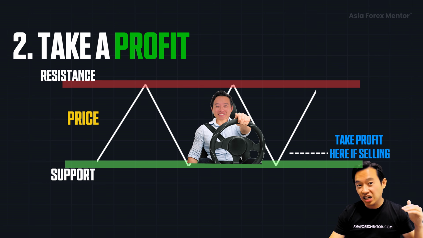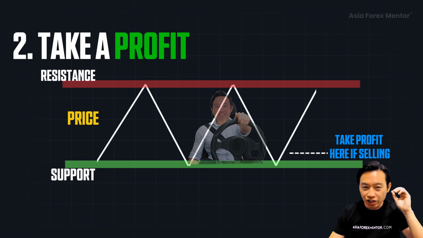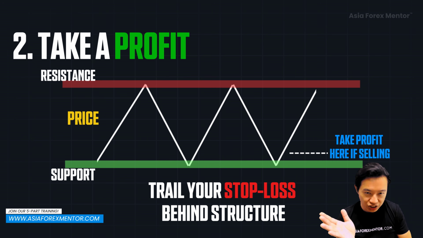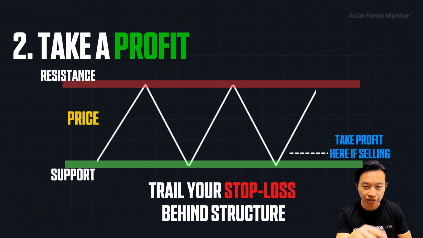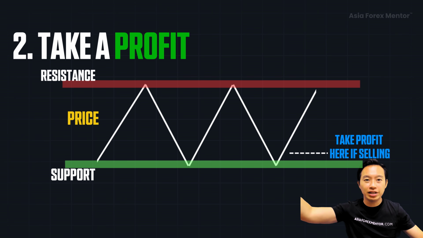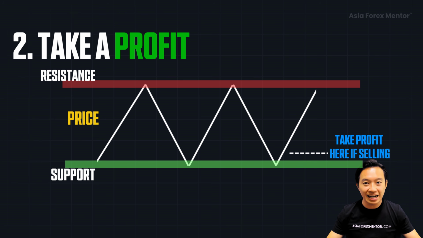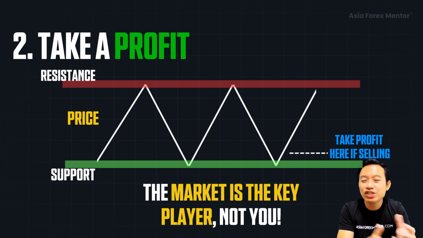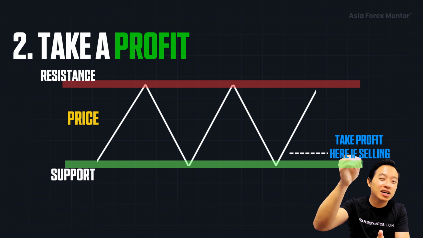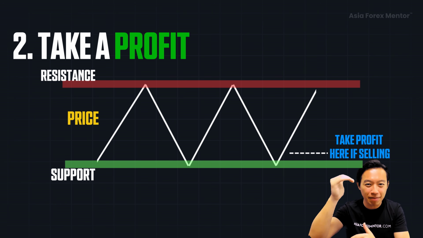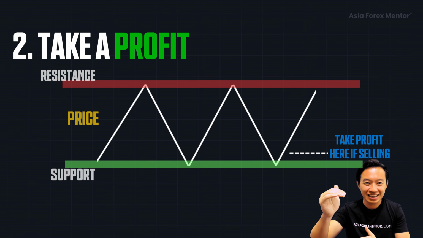Now the third one. If you are riding a trend, you can trail your stop loss behind certain structures, which I'm going to show you in a while. And then you let the market decide when the uptrend is done, or the downtrend is done. The key player in the market is the market. It's not you. It's not like I decided to be here, it's going to be there. No, you got to understand all these market zones themselves.